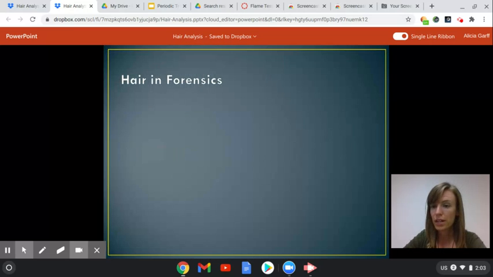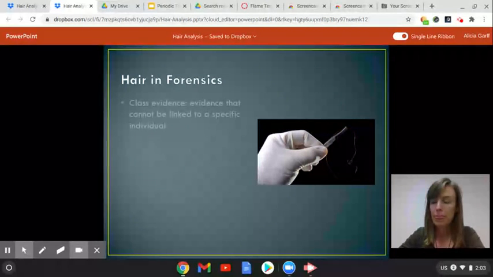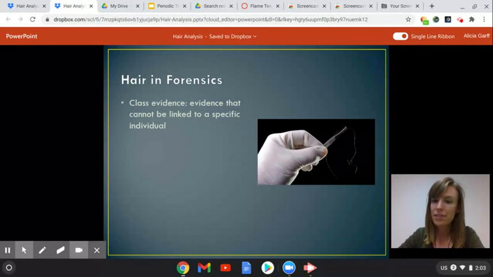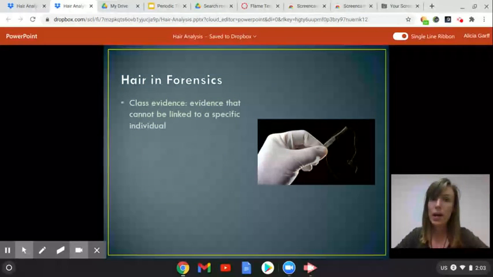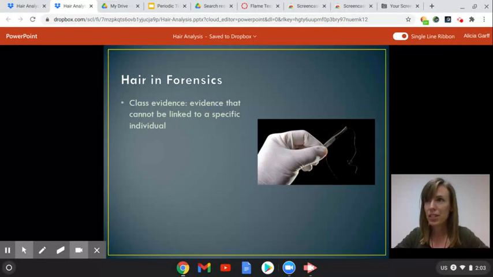First of all, before we talk about hair specifically, in forensics, there's a couple of different types of evidence that you want to know about. So the first type is called class evidence. And this is evidence that you can't link to a specific individual. So an example of this might be like a shoe print. We could figure out what type of shoe made that print, but there's lots of every single type of shoe in the world. So we wouldn't be able to link that to a specific person.